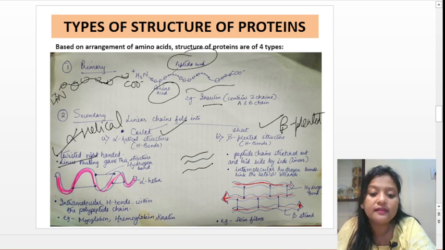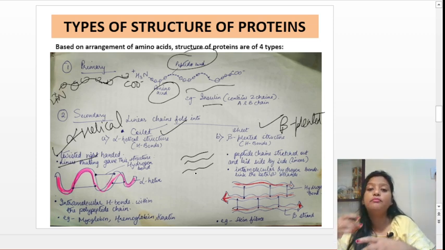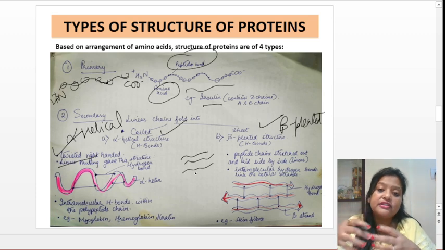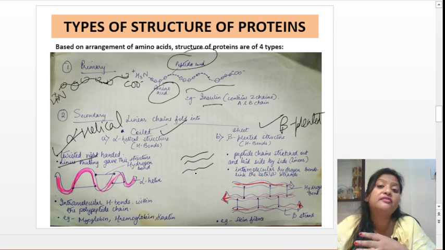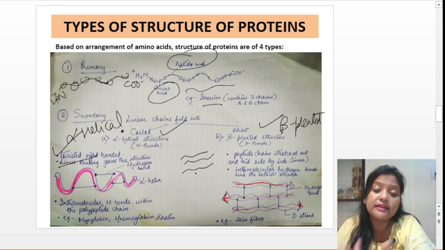And remember this, for helical structure there are intramolecular hydrogen bonds within the polypeptide chain. But for beta pleated structure, it is intermolecular hydrogen bonds, which link these beta strands. And for alpha helical, it is the intramolecular hydrogen bond. Intramolecular means among themselves, within the chain. But inter means it will bind different strands, the beta strands.